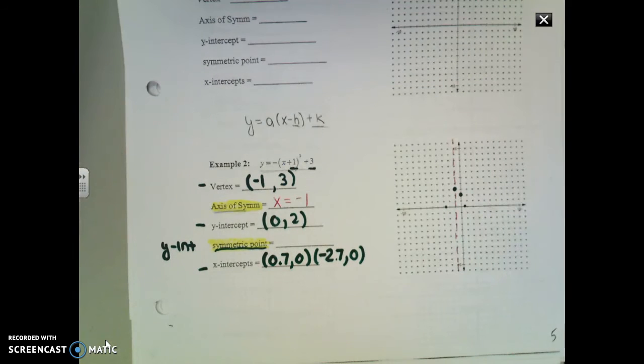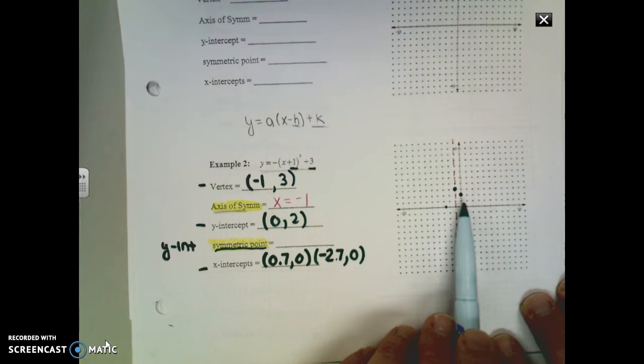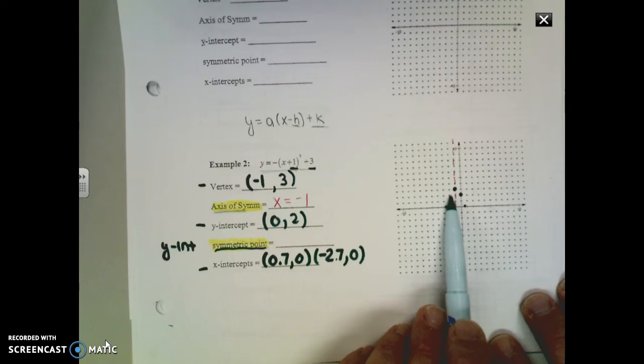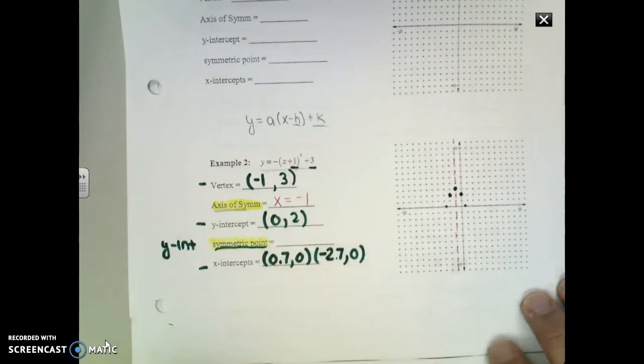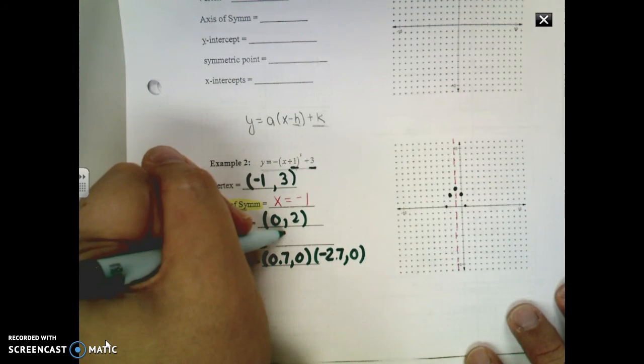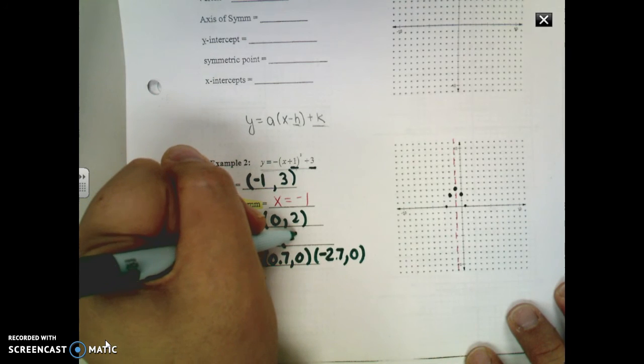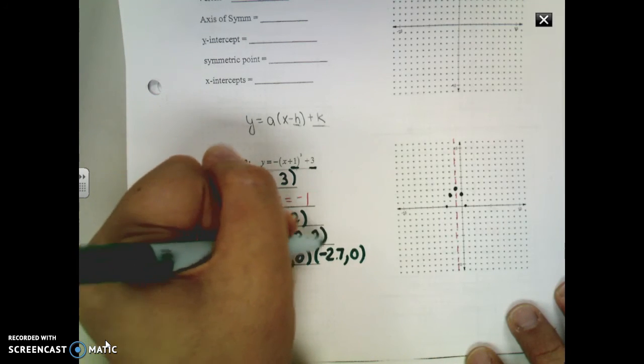Lastly, the symmetric point. The symmetric point is the one symmetrical to the y-intercept. The y-intercept is located right here, and it is 1 away from the axis of symmetry. Its symmetric point will also be 1 away from the axis of symmetry in the other direction. And so right about there, that's going to be my symmetric point. And I'm going to write that in now as -3, comma 2.